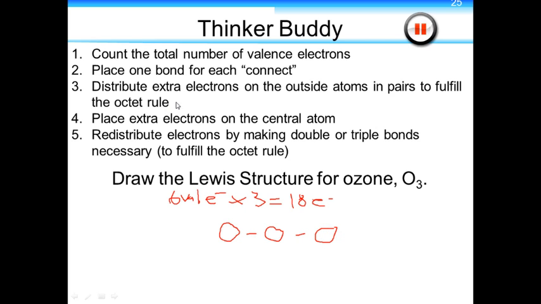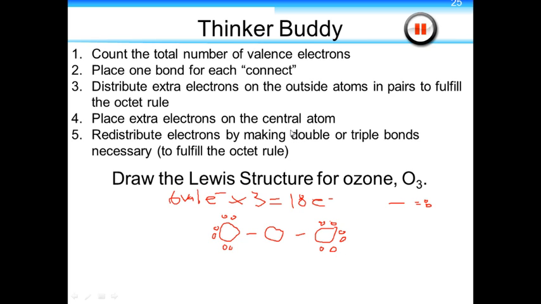Distribute extra electrons on the outside atoms in pairs to fulfill the octet rule. Okay, so I'm going to start doing the octet rule on these. I'm going to draw little circles so it's easier to see. Okay, so now that's got 2 from the single bond, 4, 6, 8. That's my octet rule there. 1, 2, 3, 4, 5, 6, 7, 8. Remember that each line represents 2 electrons. So I've got an octet on these 2 oxygens, so they're happy.